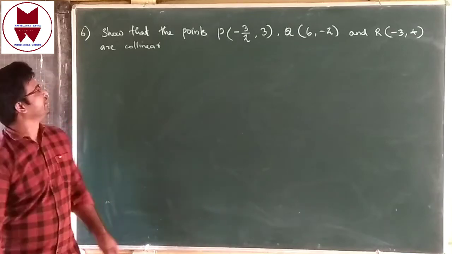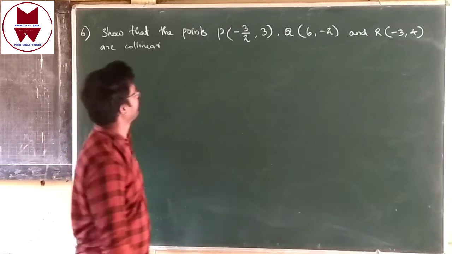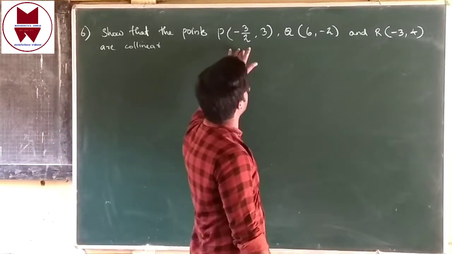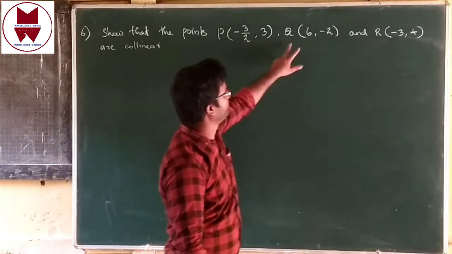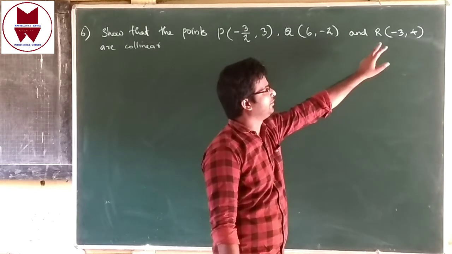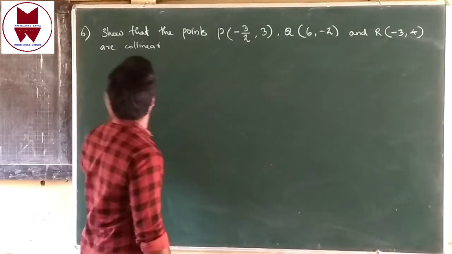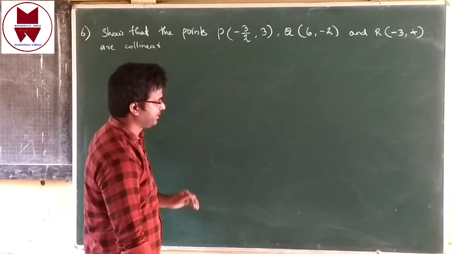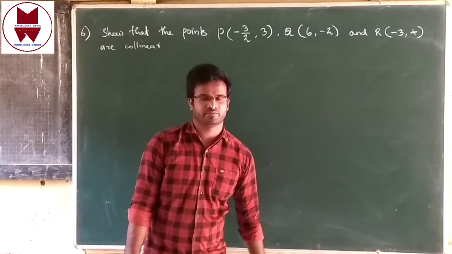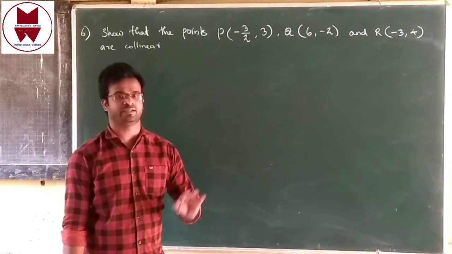Next question, question number 6. Show that the points P minus 3 by 2, 3, Q 6 minus 2 and R minus 3, 4 are collinear. In here they are given 3 points. We have to prove that points are collinear.